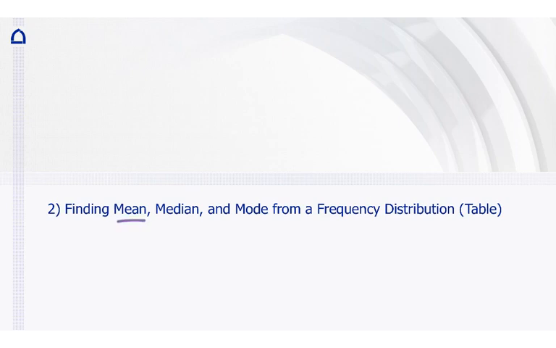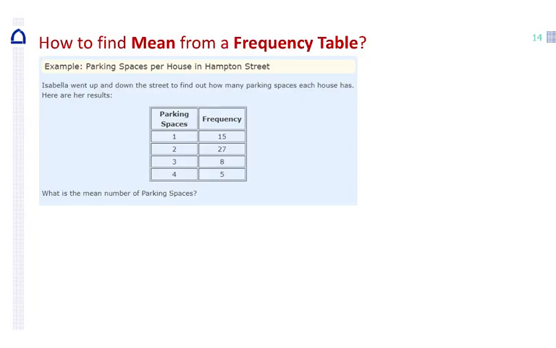Now we're going to try to find the mean, median, and mode from a frequency distribution table. In this example, we have Isabella, and she checked on her street where she lives to find how many parking spaces each house has. So the data she's collecting is the number of parking spaces, and the frequency represents how many houses had that number of parking spaces. In this case, we do not have any raw data. We just are given the data already organized into a frequency distribution.